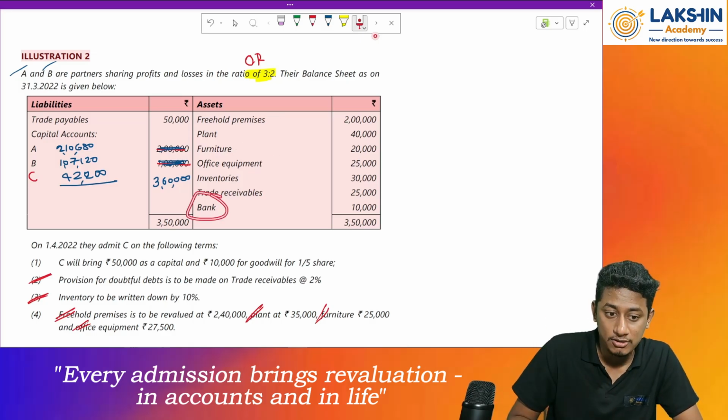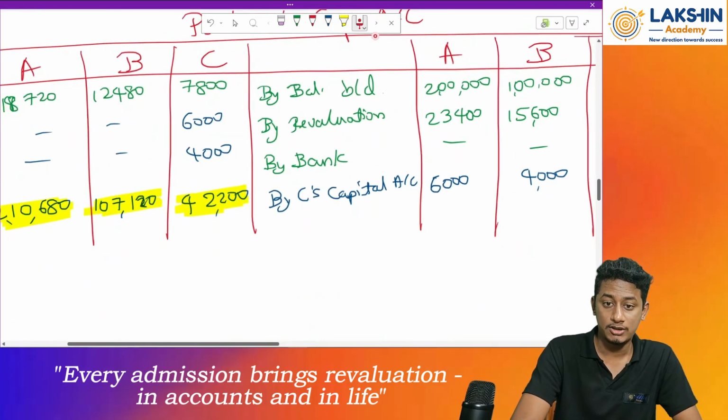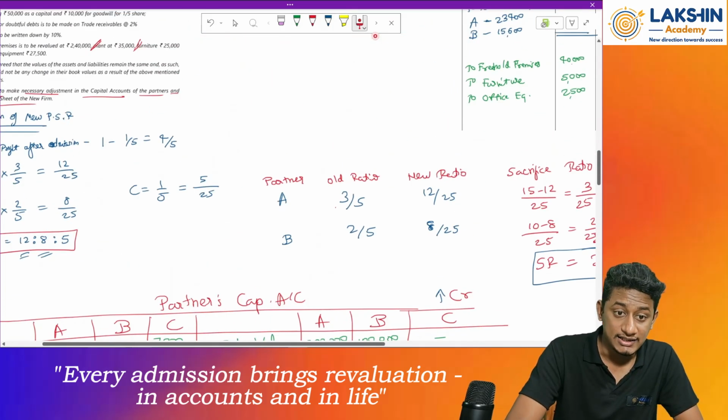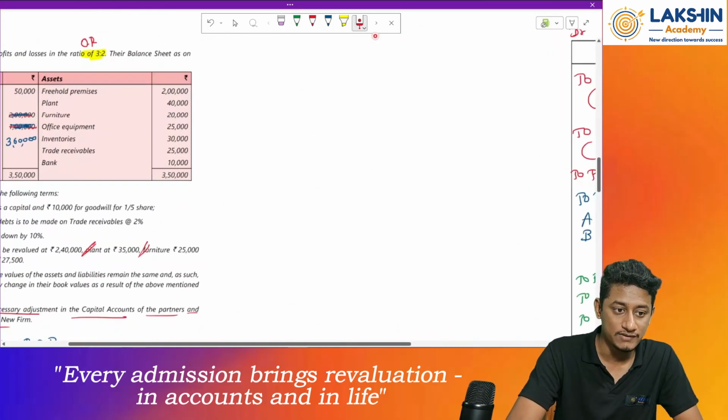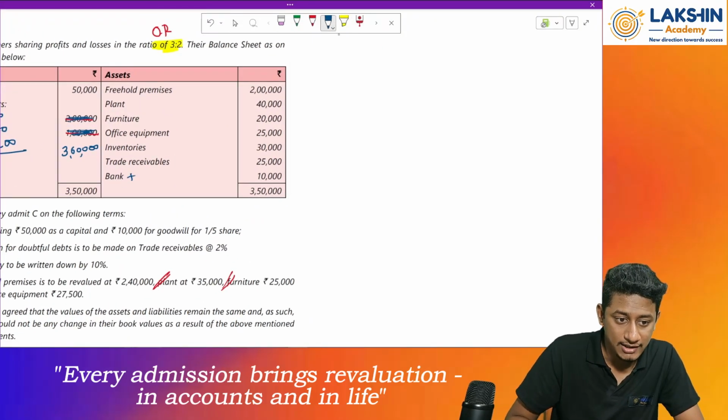What about the bank account? Will this change? Yes, it will change. Why? Because Mr. C has brought in some money in the bank. Remember, rupees 60,000 has been brought in. So because of that, what should I do? I will add rupees 60,000 to the bank account. How much will the new balance be? 10,000 plus 60,000, that will be rupees 70,000.